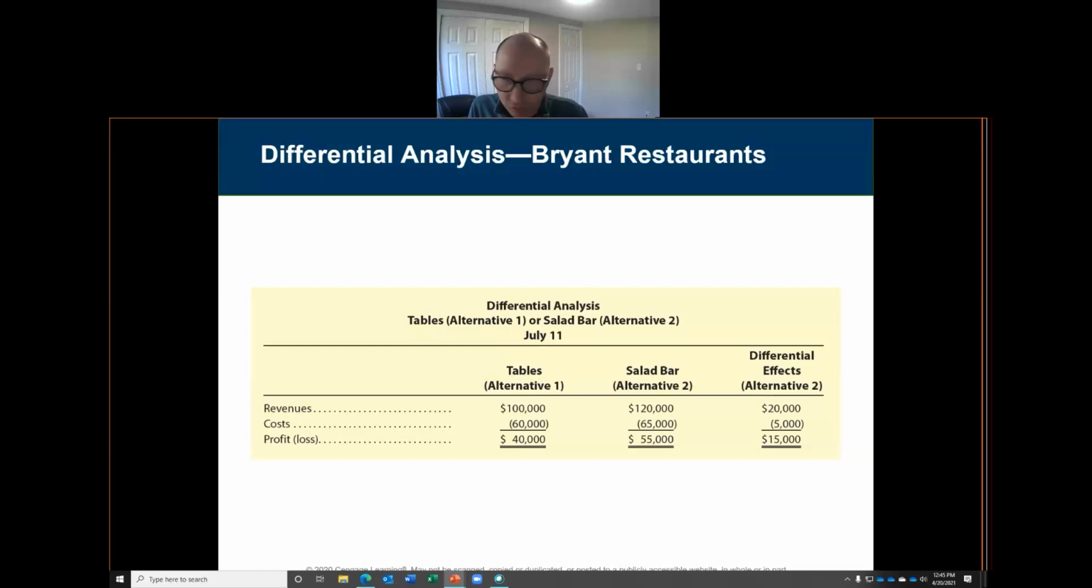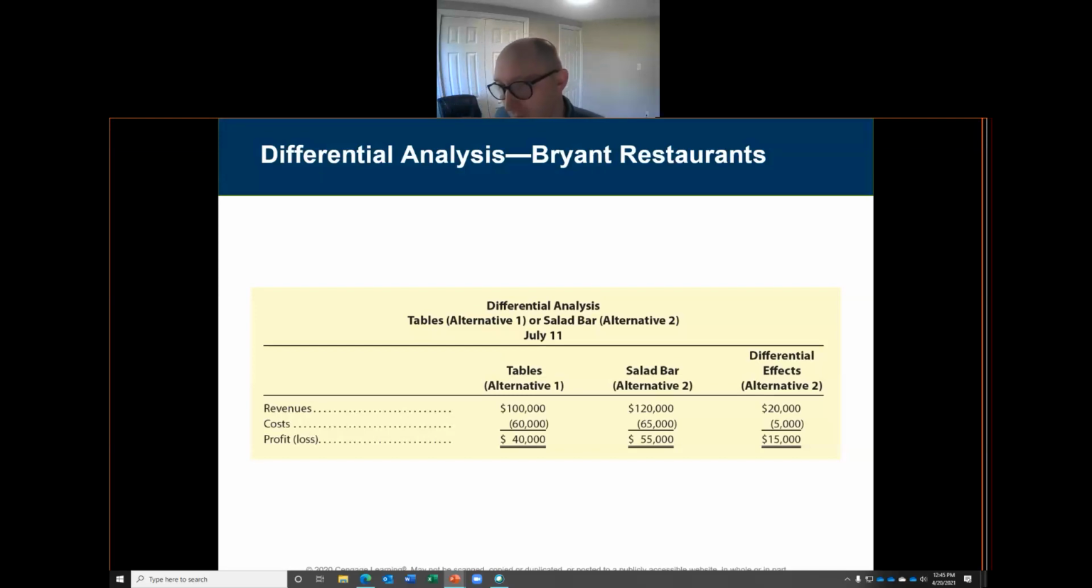Alternative one, we currently have tables and chairs. Alternative one, revenue. We currently have $100,000 in revenue. We have $60,000 in costs. Our current profit is $40,000. Revenue minus cost equals profit.